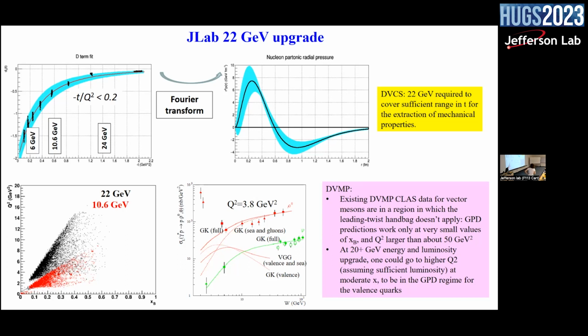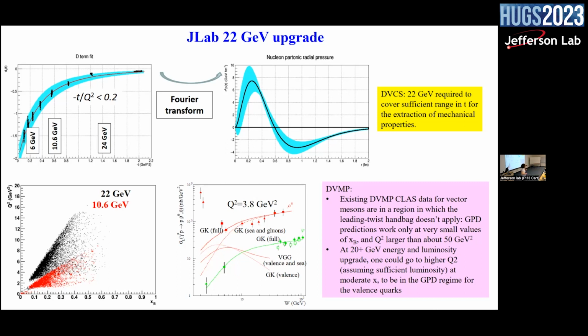But it was pointed out, and this is something I didn't go into in detail at the beginning, that if we want to apply the handbag leading twist and leading order diagram, the transverse momentum transferred to the proton, T, has to be smaller than Q square. So Q square has to be high enough that you have a small ratio of T over Q square. And basically, if we go to higher energy, you can reach higher T and still have this limit hold.